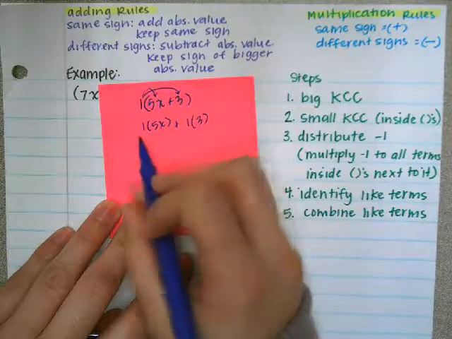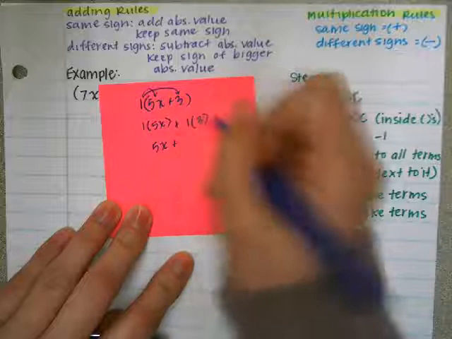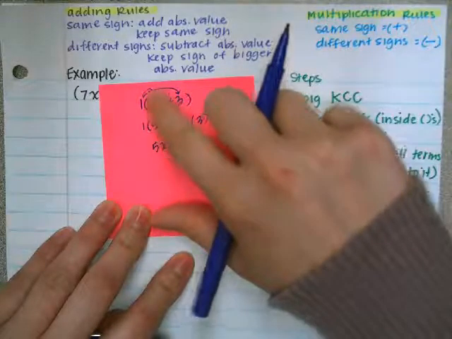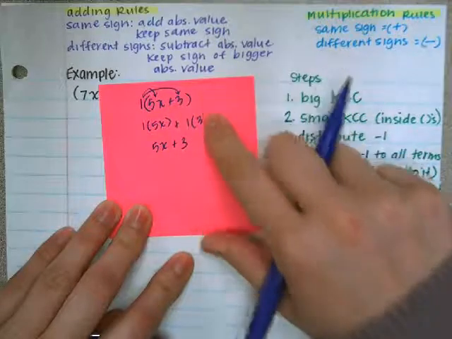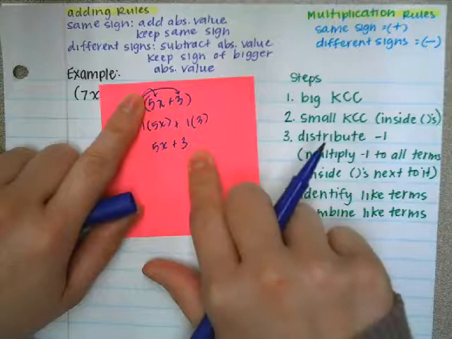So I'm going to multiply. 1 times 5x is just 5x. Plus 1 times 3 is 3. So just by putting a 1 in front of the parentheses did not change my original expression. I still have 5x plus 3, 5x plus 3.